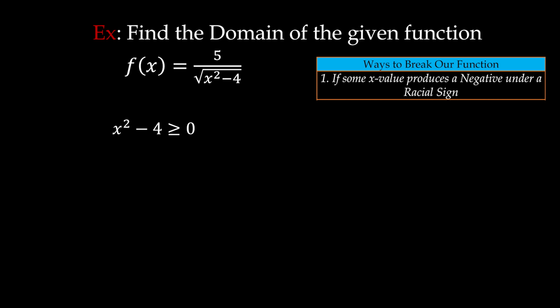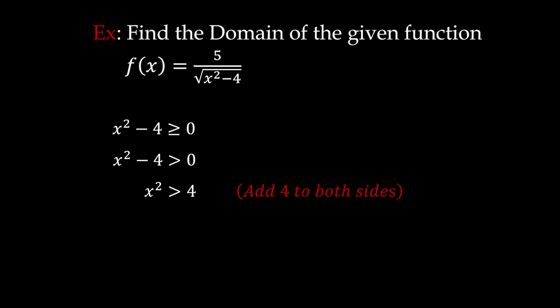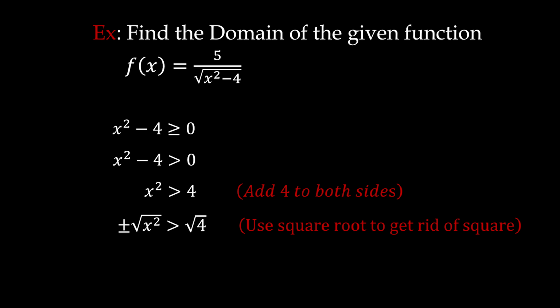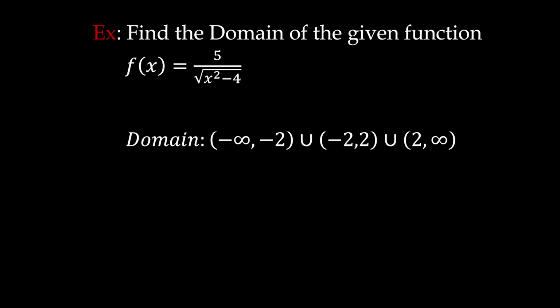The first rule says that we want whatever is under the radical to be greater than or equal to 0. But the second rule says that we don't want the value to be 0 either. So we must take away this equal sign from our inequality. Now we just solve for x. This means that we want all the numbers greater than 2 and less than minus 2 in our domain. On a number line, it looks like this.